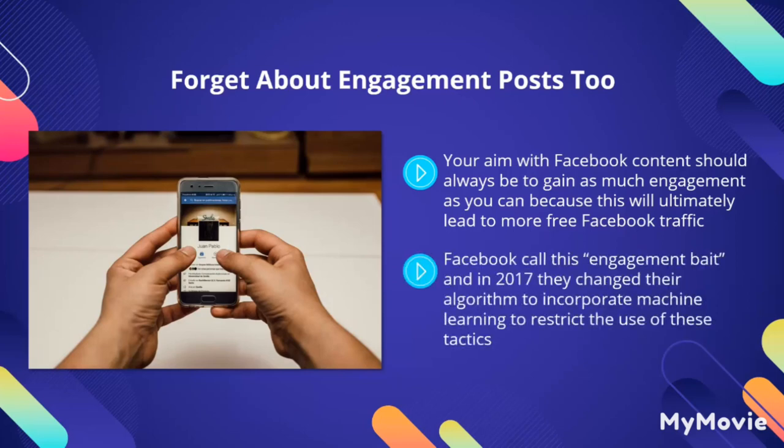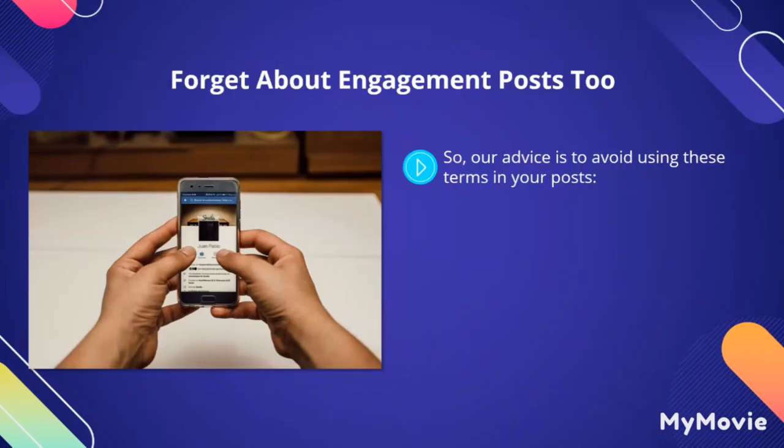Facebook calls this engagement bait, and in 2017 they changed their algorithm to incorporate machine learning to restrict the use of these tactics. The algorithm change looked for posts that tried to persuade others to engage, such as asking them to comment, share, like, or tag, for example. The algorithm will restrict the reach of Facebook pages that continually use these tactics. So our advice is to avoid using these terms in your posts: comment, tag, vote, and like.